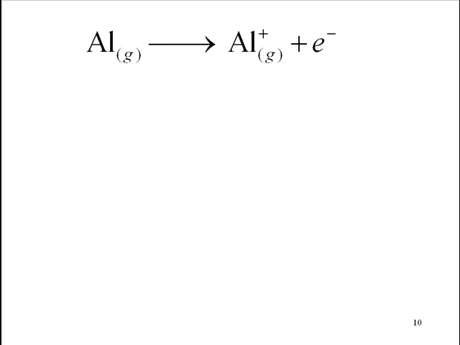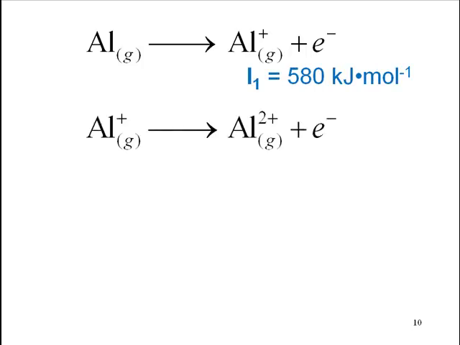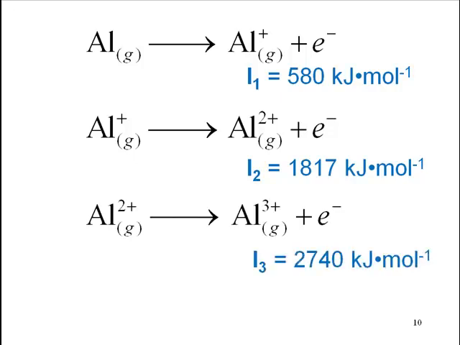If you have aluminum gas and it wants to become aluminum plus 1, you lose 1 electron. The energy for this is 580 kilojoules per mole. Is the energy for the second one going to be greater or less? Greater. Is it a lot greater? About 3 times greater to remove that second electron. And let's look at the third one. Not quite double the second one and about 5 times the first one.